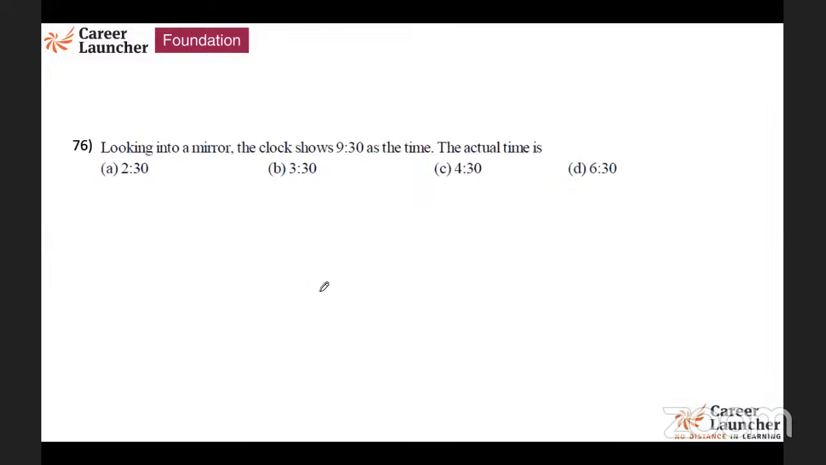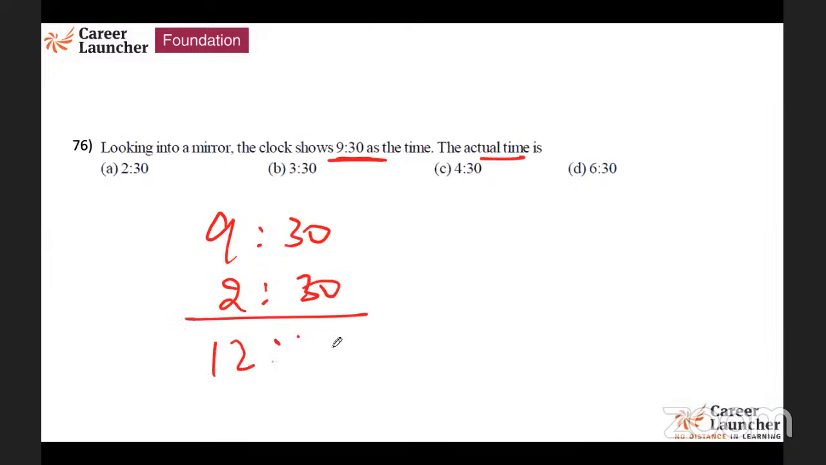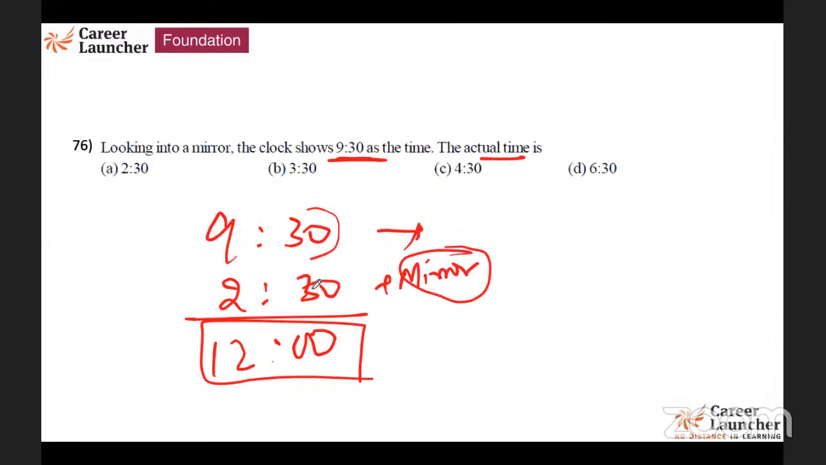Let's solve this. Looking at the mirror, the clock is 9:30. What is the actual time? Anybody, by the way, quickly? Very good, Pratik. Anybody else? No, it is not 3:30. Always 9:30 plus 2:30 should give you 12. Always this plus the mirror should give you 12 o'clock. So 30 plus 30 will give you 00, 1 extra. 9 plus 2 plus 1, 12.